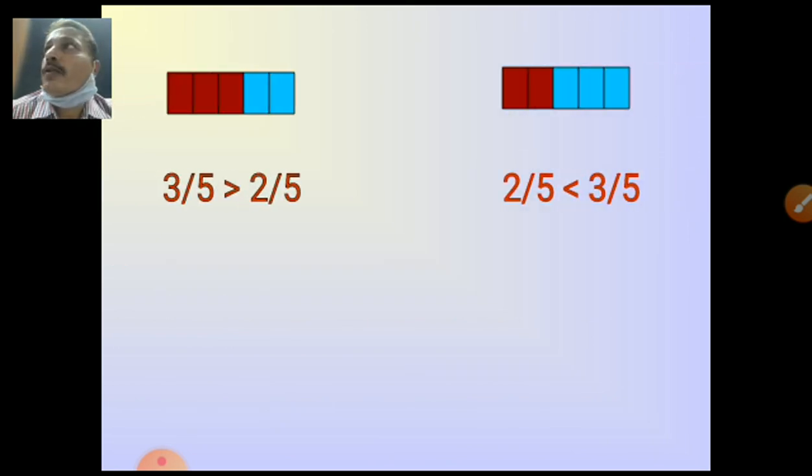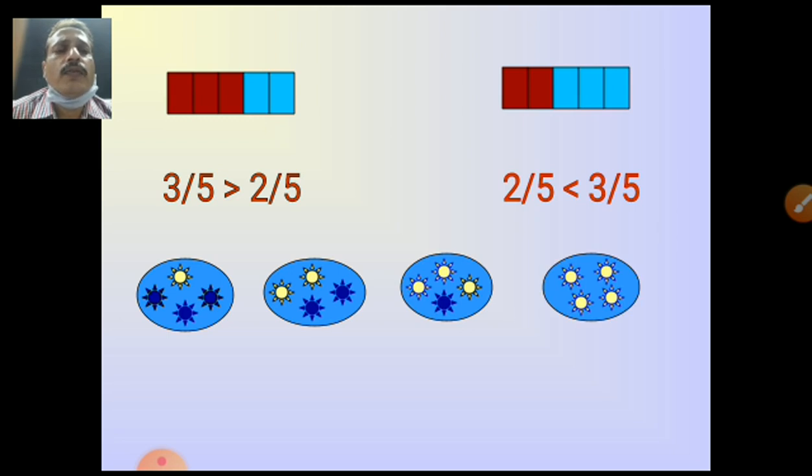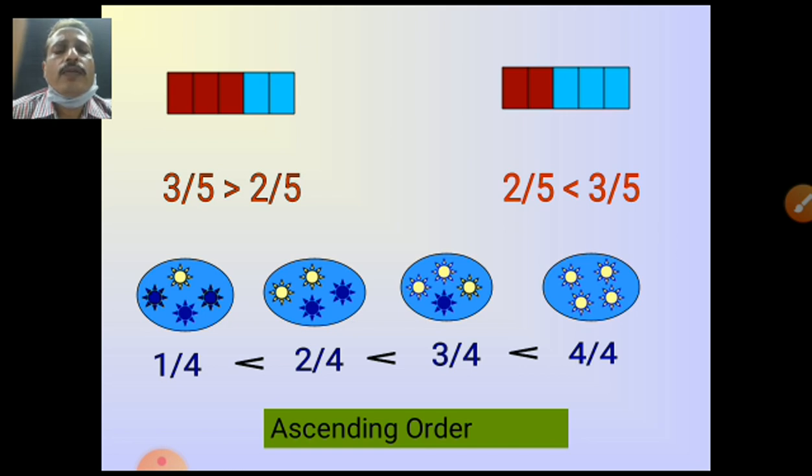Now look at the next one. 3 parts are selected out of 5 and 2 parts are selected out of 5. Good. Now the circle having stars: there are 4 stars, and here 2 stars are selected, and here 3 stars are selected, out of 4. So we can say 1 upon 4 is less than 2 upon 4, which is less than 3 upon 4, which is less than 4 upon 4. That's 1. It's ascending order. The smaller number comes first. For like fractions, the smaller numerator has to come first.